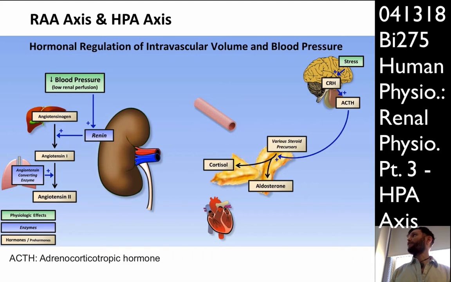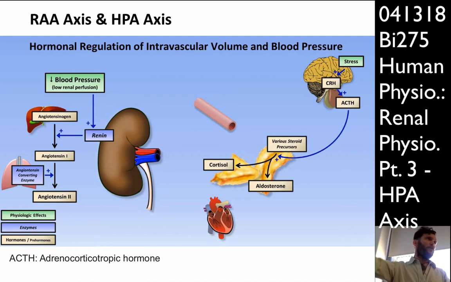And the effect of corticotropin-releasing hormone is to release the adrenocorticotropic hormone. So corticotropin-releasing hormone comes out of the hypothalamus. That's the H in HPA. And then ACTH, adrenocorticotropic hormone, is the P in the HPA. ACTH gets released into the bloodstream, and this is going to be what causes the production of these steroid precursors.